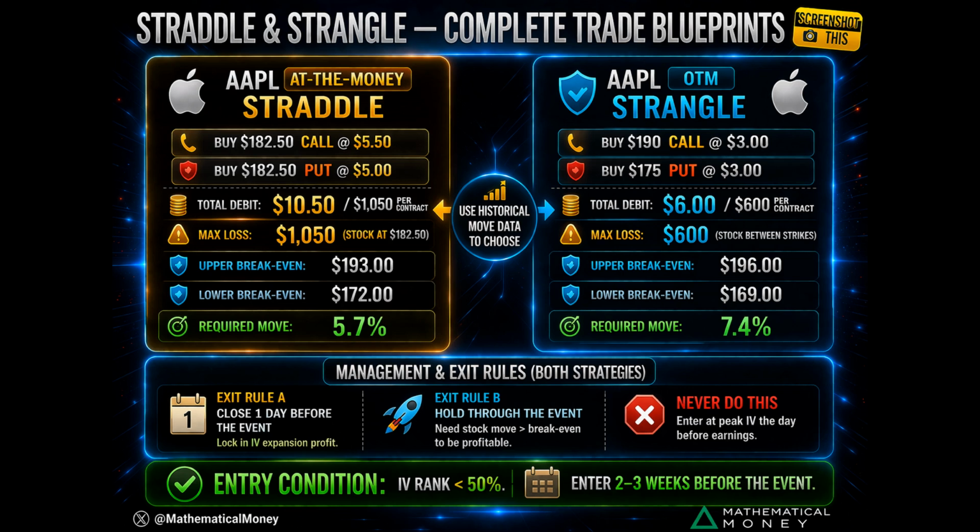Entry strategy: buy 2 to 3 weeks before the binary event when IV rank is below 50. Exit option 1: close before the event to capture IV expansion only. Exit option 2: hold through the event targeting the post-announcement directional move.